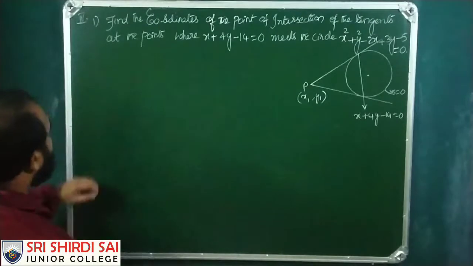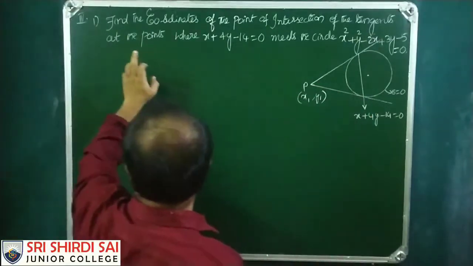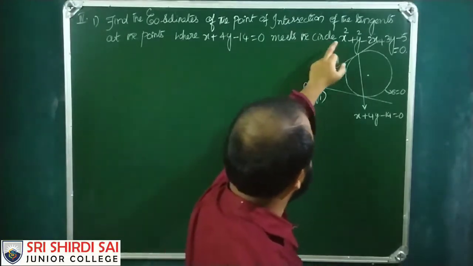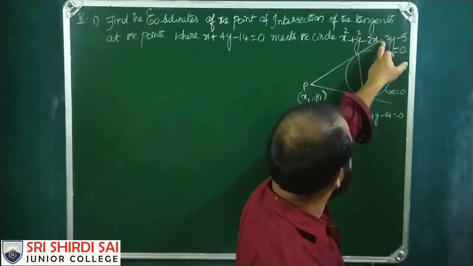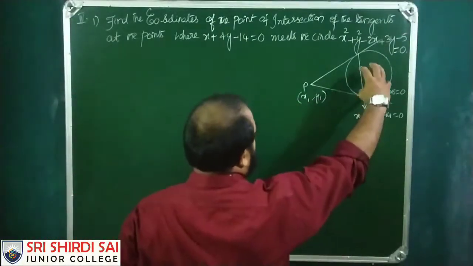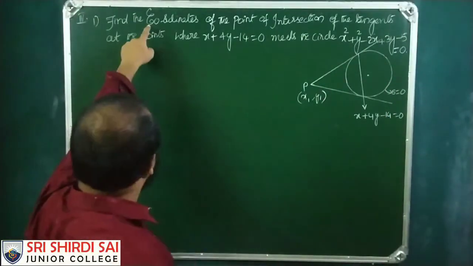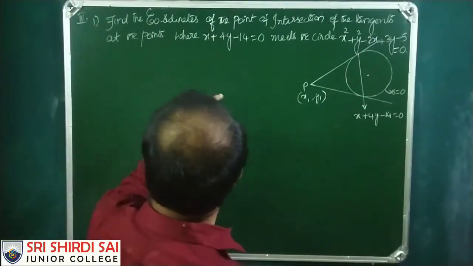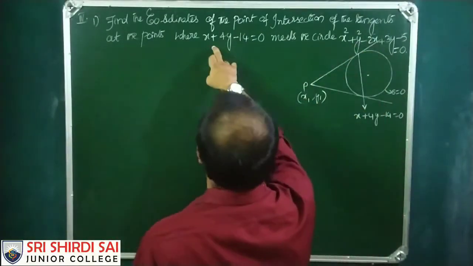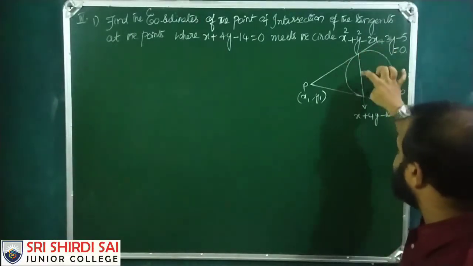The next question is, find the coordinates of the point of intersection of the tangents at the points where x + 4y - 14 = 0 meets the circle x² + y² - 2x + 3y - 5 = 0. The circle S = 0 is given, and we need the point of intersection of the tangents at the points where this line, x + 4y - 14 = 0, touches the circle.